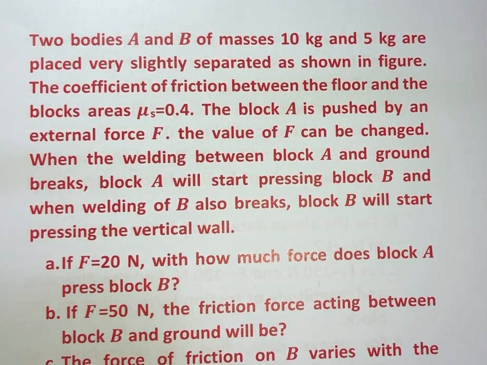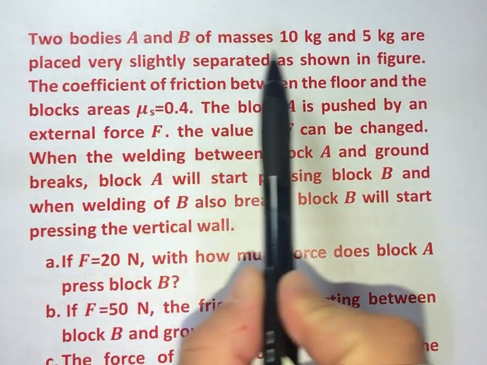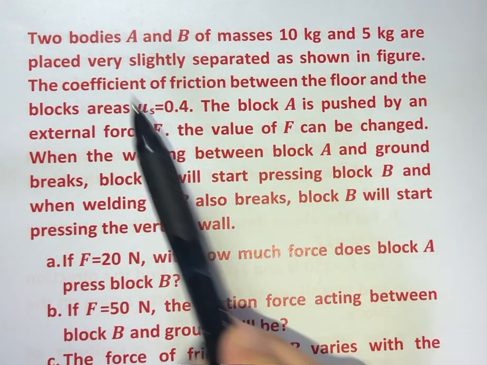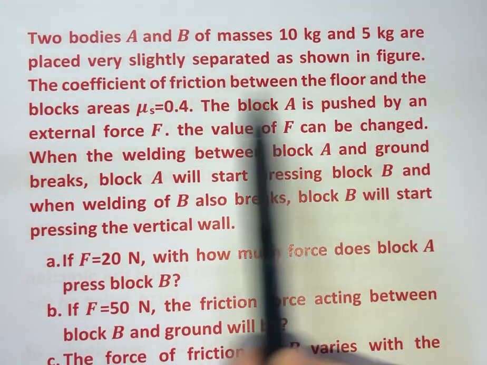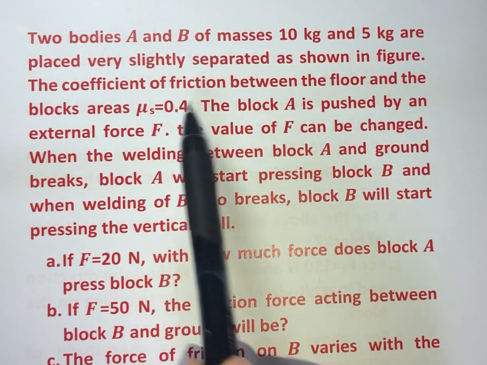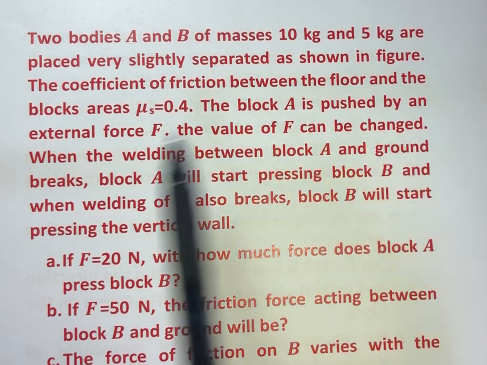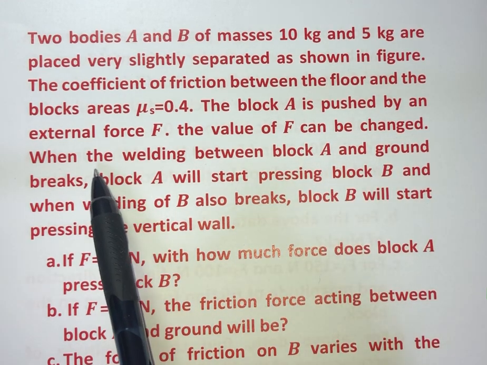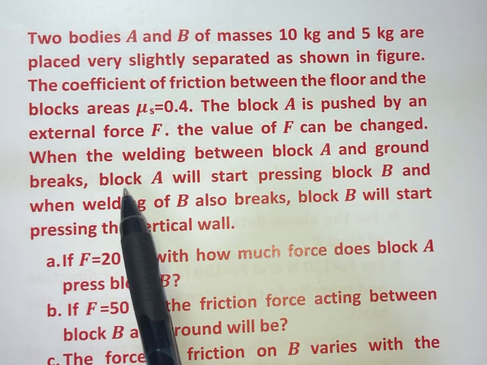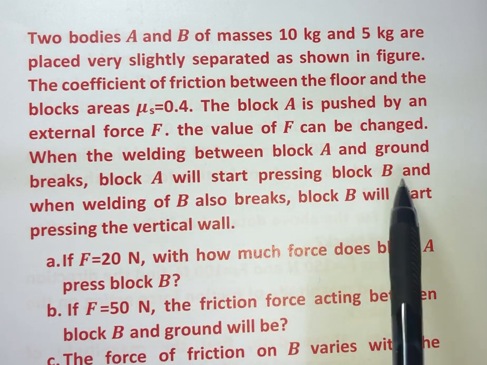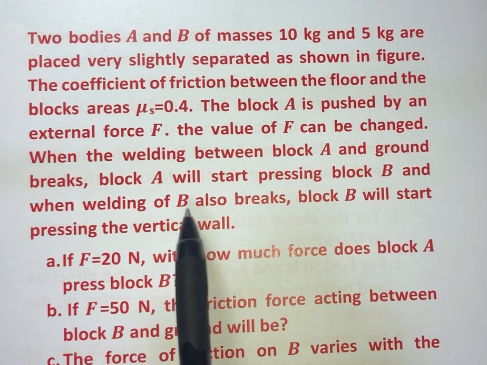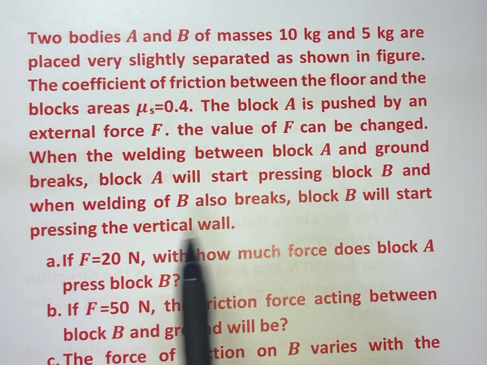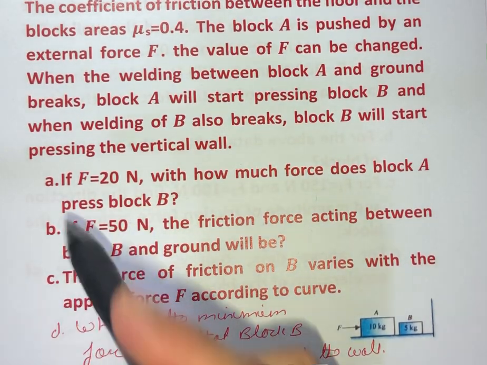Hello friends, in today's question, two bodies A and B of mass 10 and 5 are placed very slightly separated as shown in figure. The coefficient of friction between the floor and the blocks is 0.4. Block A is pushed by an external force F. The value of F can be changed. When the welding between block A and the ground breaks, block A will start pressing block B, and when welding of block B also breaks, block B will start pressing the vertical wall. So we have to find four things.